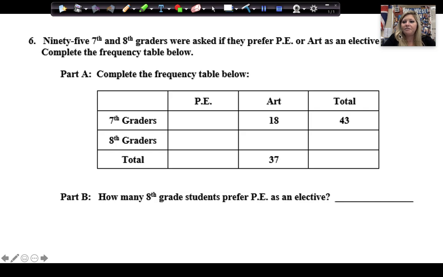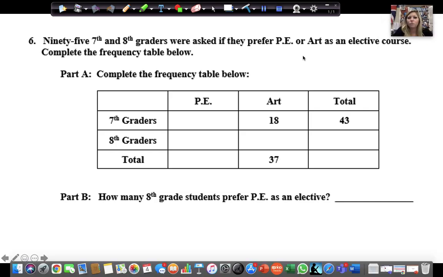All right, 95 7th and 8th graders were asked if they prefer PE or art as an elective. Complete the frequency table below. So a total of 95. And now that we have 4 numbers on our chart, we can finish the rest. So I'm going to subtract 95 minus 43 to get that number in the middle. So that's 52. And then we can do 43 minus 18 to give us this last number.